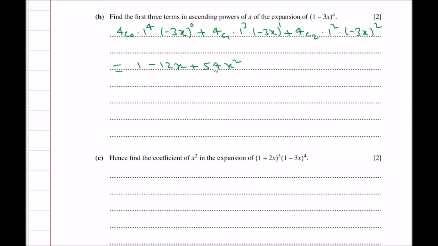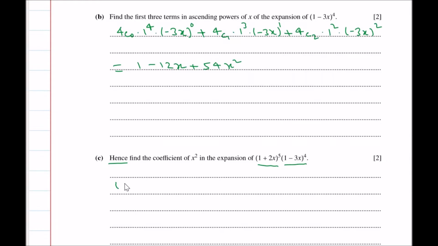Now part C, it says hence find the coefficient of x square in the expansion of (1 plus 2x) raised to the power 5 into (1 minus 3x) raised to the power 4. This word hence reminds us that we have to use previous part answers to get the solution for part C. So how to do that? We have (1 plus 2x) power 5 and (1 minus 3x) to the power 4, and we have already found three terms for both. So let's write them.